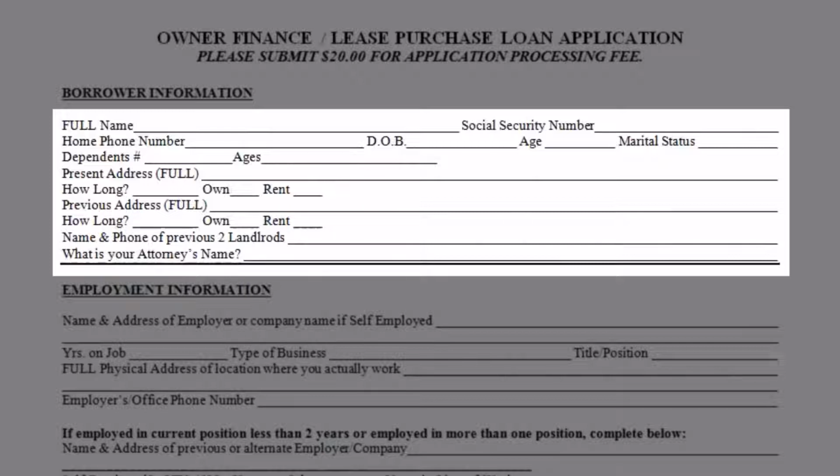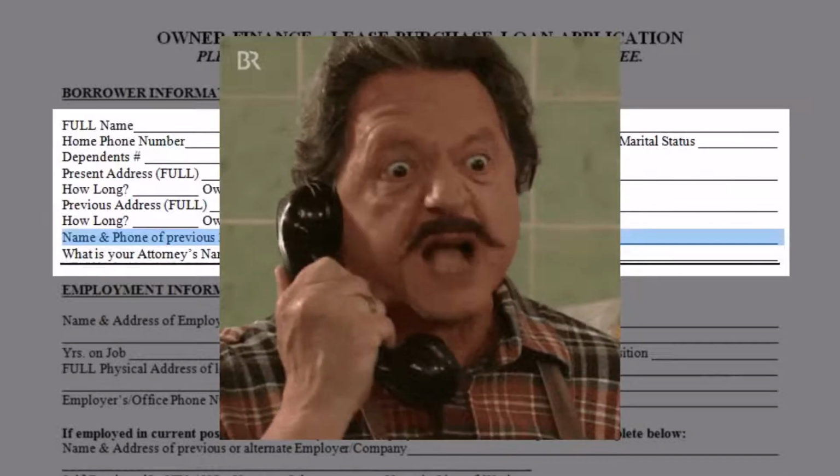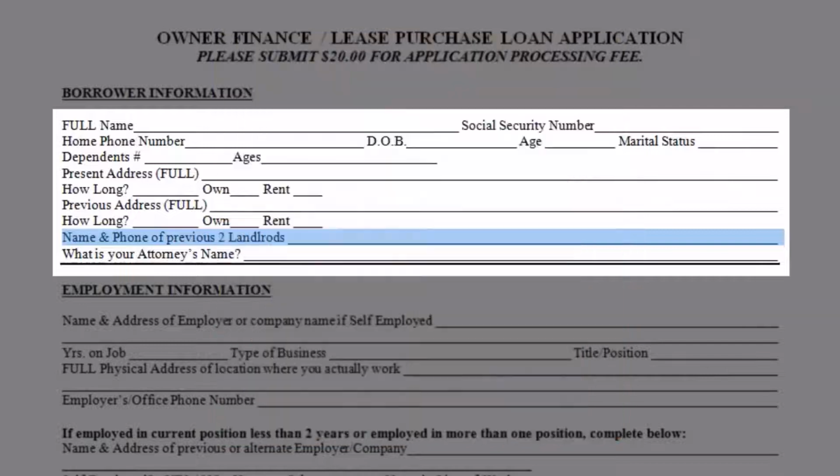Obviously, home phone, date of birth, marital status, dependents, ages, their current full address, how long they've lived there and at their previous address, name and phone of previous two landlords. The current landlord is not all that important to me, because if they're a bad tenant, that current landlord may very well lie and say, oh, they're great, if you call them for a reference, simply because they want them out of his house. But if you call the landlord before that guy or girl and you ask what kind of tenant they were, now you're going to get the real nitty-gritty. That's why I always ask for two landlords. I do that on my rental applications as well.